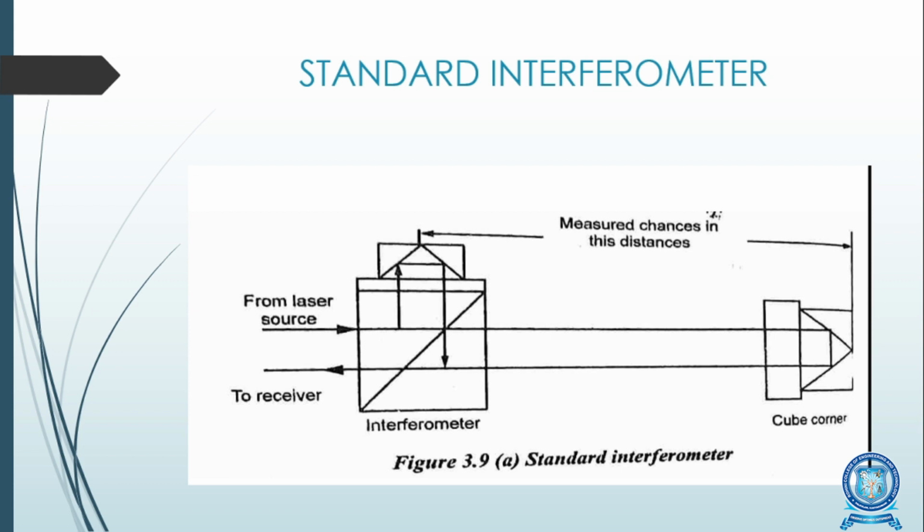In this interferometer, the displacement is measured between the interferometer and its cube corner. The measurement retroreflector for the interferometer is a cube corner. It is the standard interferometer for measuring displacement. It is the least expensive and it can be used wherever it is possible.